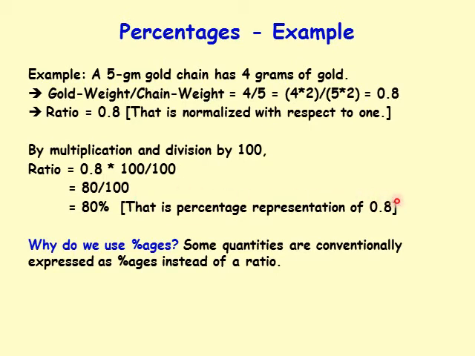In an Excel spreadsheet, if you had the number 0.8 and changed the format to percentage, that's what Excel would give you. Excel might give 80.00% instead. Okay, let us continue here. So why do we use percentages? Some quantities are conveniently expressed as percentages instead of ratios. Some quantities are usually represented by ratios, and some others by percentages.